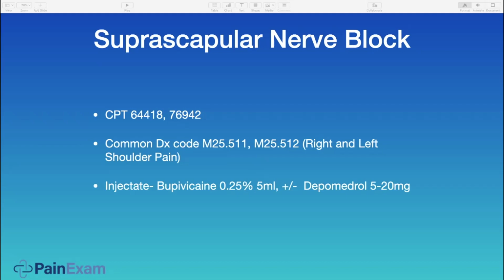Here's where I inject the bupivacaine with either depomedrol or dexamethasone. And I use the 25 gauge 3.5-inch needle, but like I said, if you're a beginner, use a blunt needle.